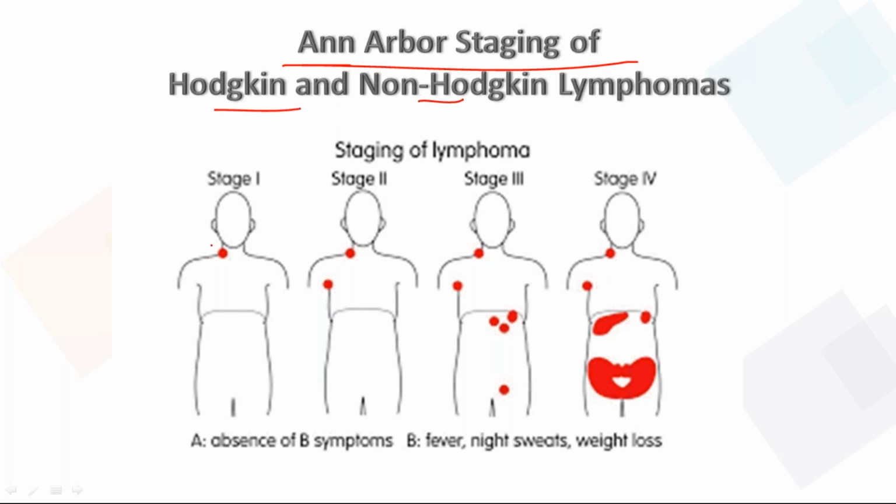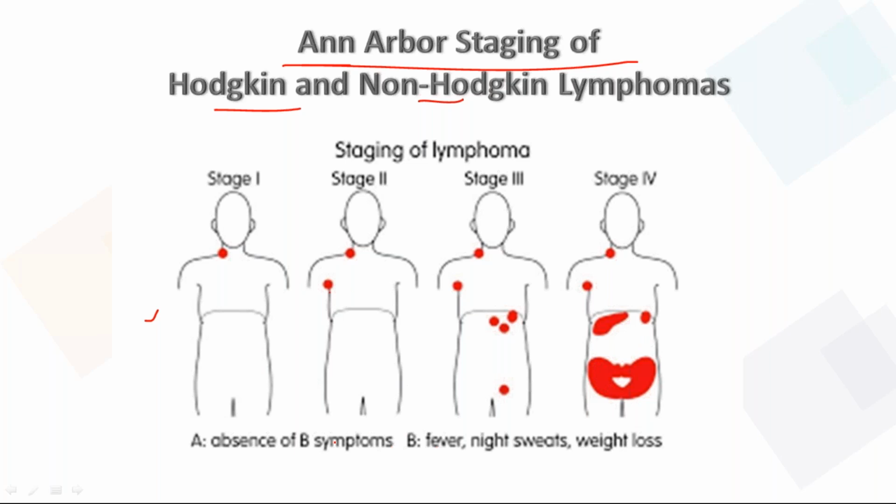So stage 1 is only one area above the diaphragm. You can see there is a diagram. Stage 2 is above the diaphragm, but in 2 areas, axillary and cervical. Stage 3, both sides of the diaphragm involved, so femoral or spleen and liver, all these things. Stage 4 is multi-system involvement: liver, spleen, pelvis, and the lymph nodes are also involved.